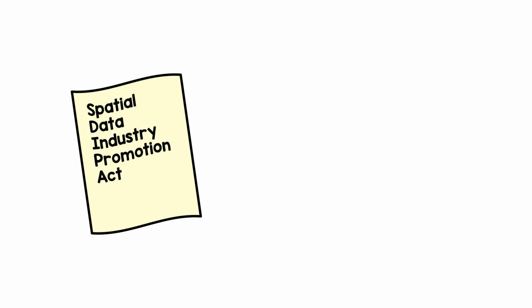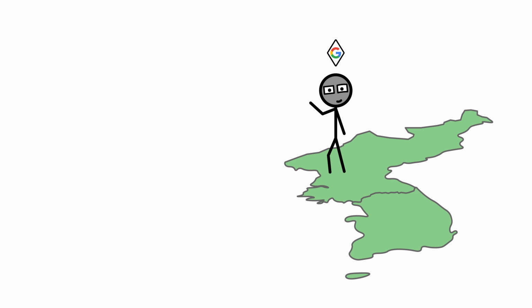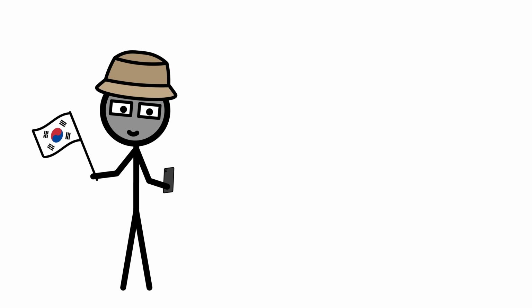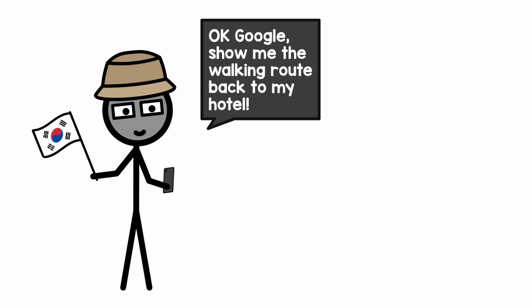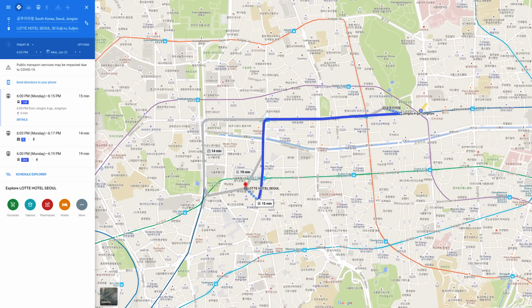Whether they're helpful or not, the restrictions have led to the peculiar situation that Google Maps is much more useful in North Korea than in the South. Let's say you're on holiday in Seoul, you ask Google Maps for the walking route back to your hotel, and what you get is public transit directions, and that's it.